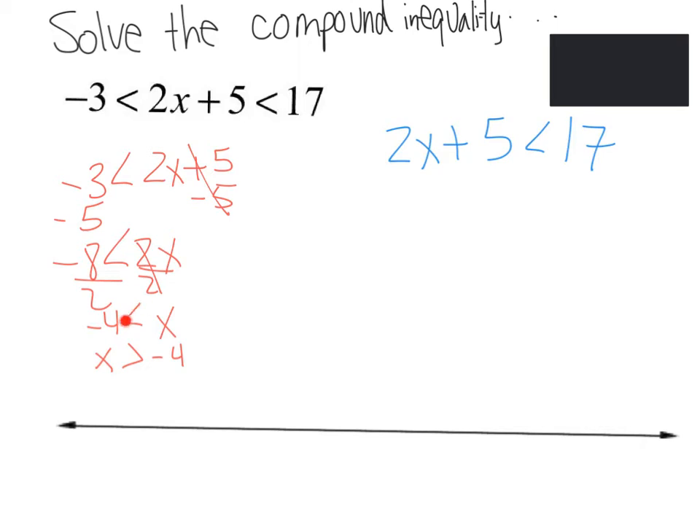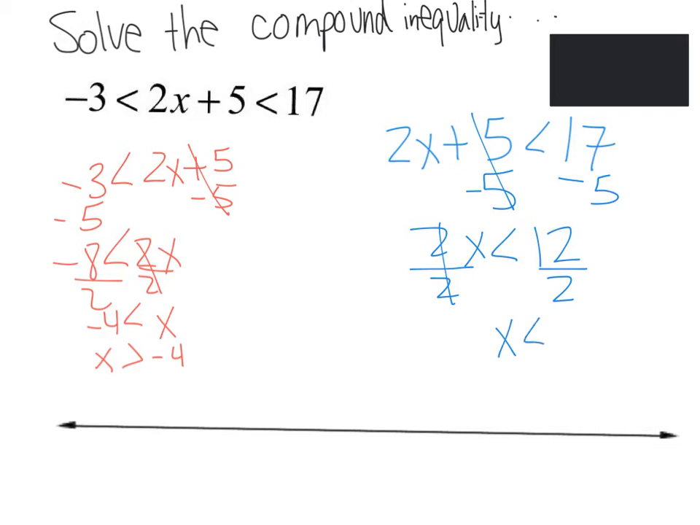So if the open mouth was facing the x in my answer, when I flip it around and the x is on the left side, the open mouth should still be facing the x. And then I would solve the other one the same way, subtract the 5. 2x is less than 12, and divide by the 2. So x is less than 6.